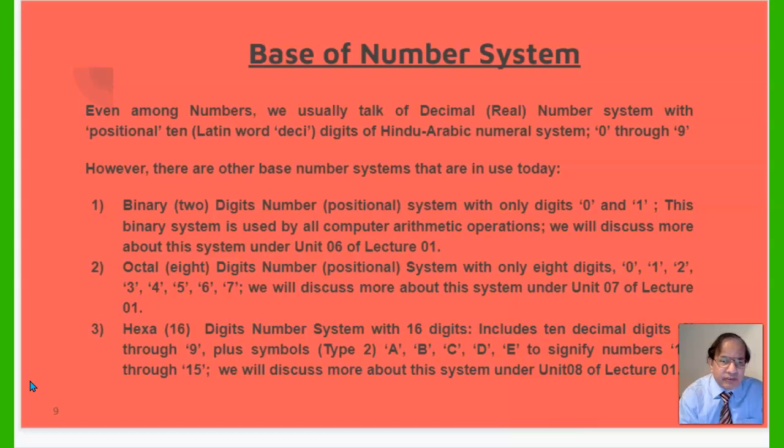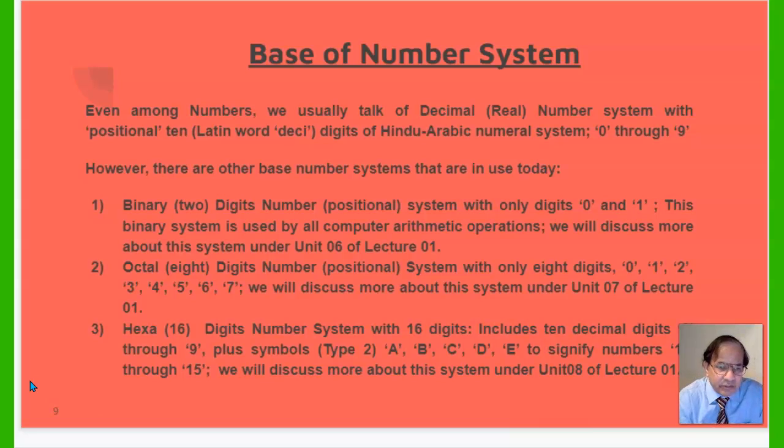Even among numbers, we usually talk about decimal real number systems with positional digits of the Indo-Arabic numeral system 0 through 9. However, there are other base systems in use. One is the binary positional number system with only digits 0 and 1. The octal positional number system with 8 digits 0, 1, 2, 3, 4, 5, 6, 7.